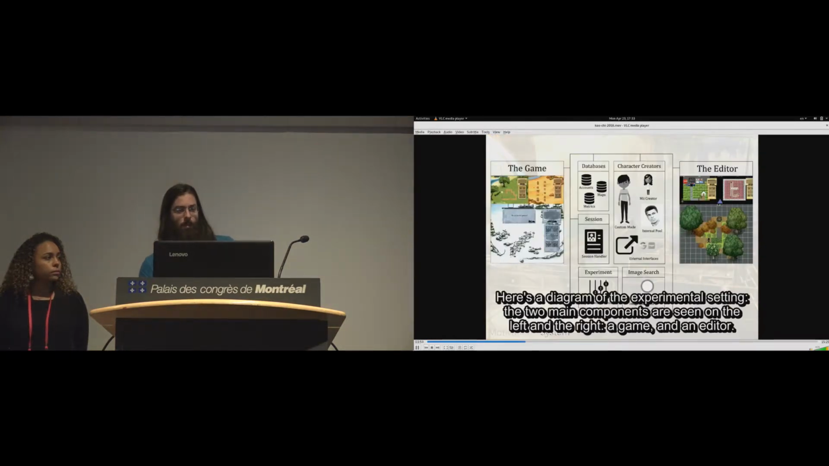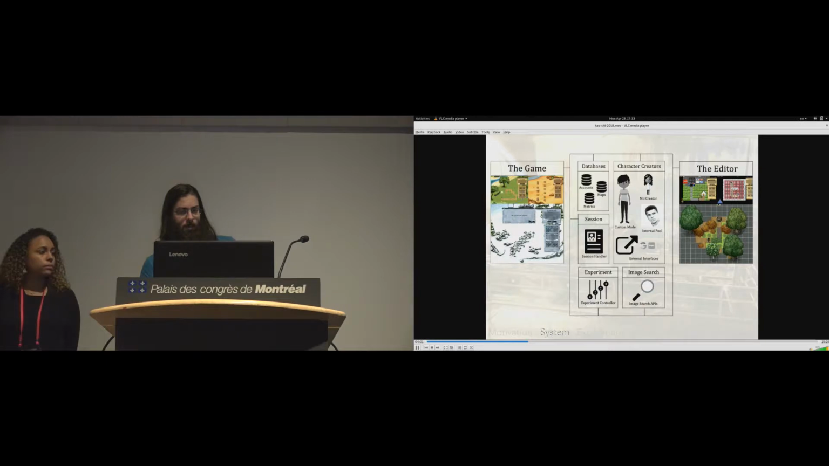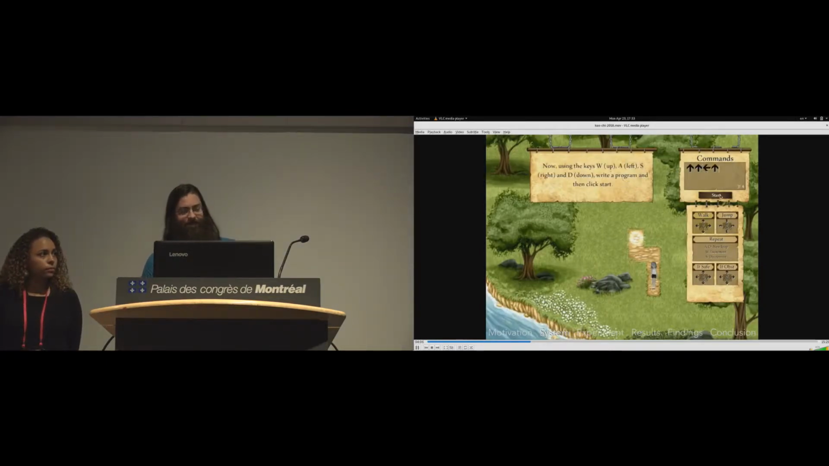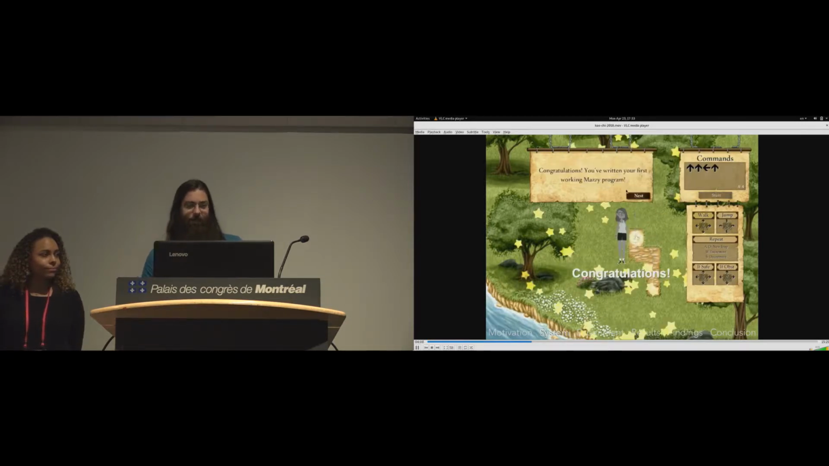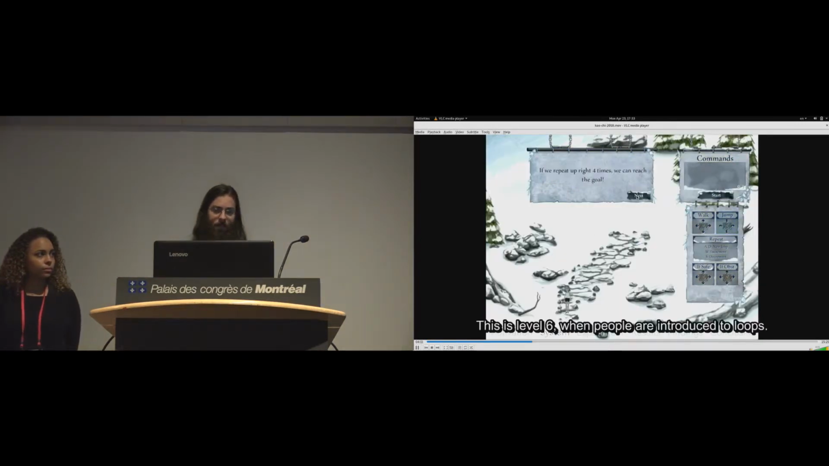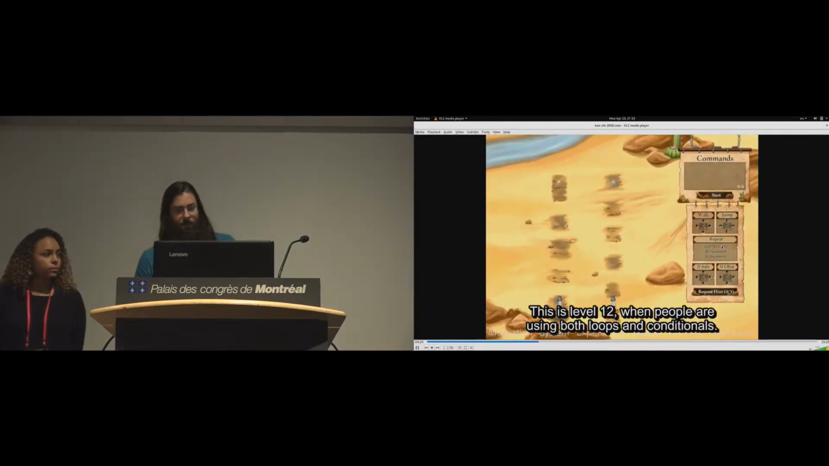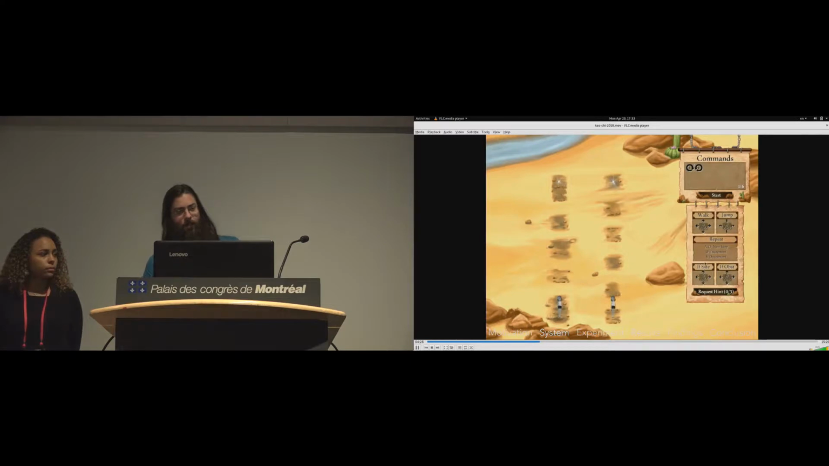Here's a diagram of the experimental setting. The two main components are seen on the left and the right, a game and an editor. So I'm going to start with the game. This is the very first level. This is level 6, when people are introduced to loops. This is level 12, when people are using both loops and conditionals.